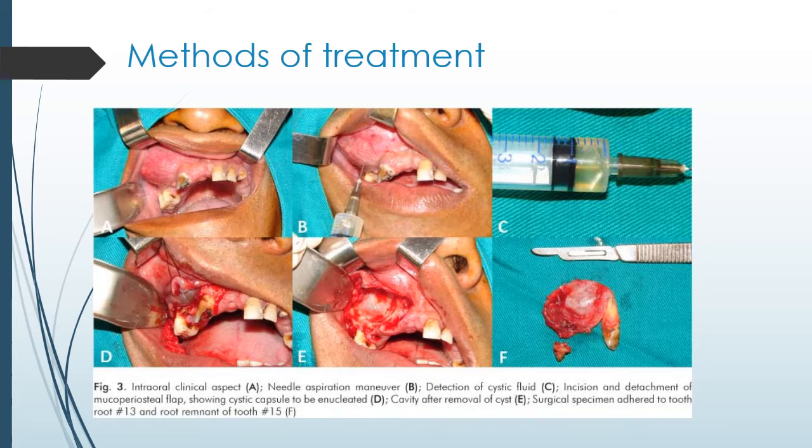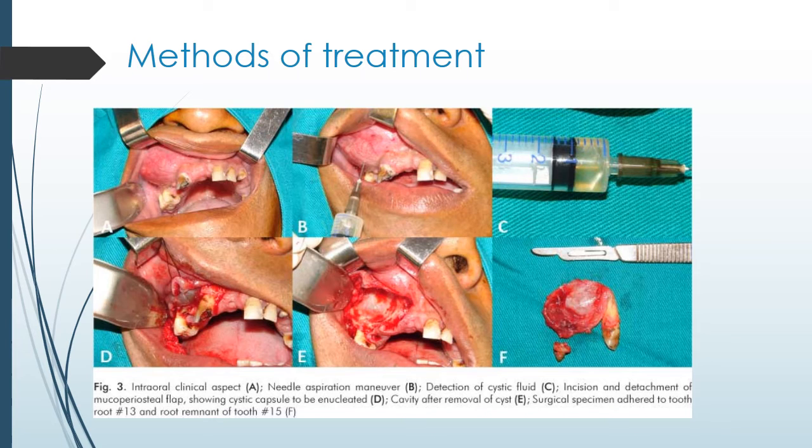The technique of enucleation. First of all, a three-sided flap should be raised at the area of swelling, and then by the use of a bur or bone cutter, the bone should be removed from the area to have access to the cyst. Then the lining of the cyst should be separated carefully from the bone, and the cyst completely removed from the bone. Later on, the bone is examined for any irregularity, and for any part of the cyst left behind, because it may lead to recurrence of the cyst.